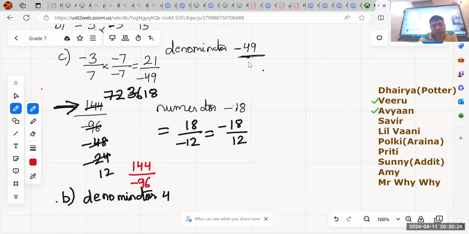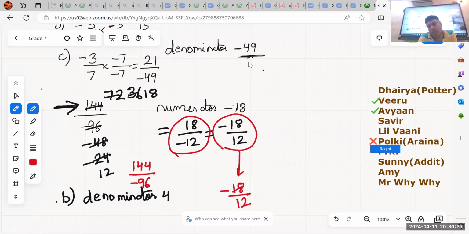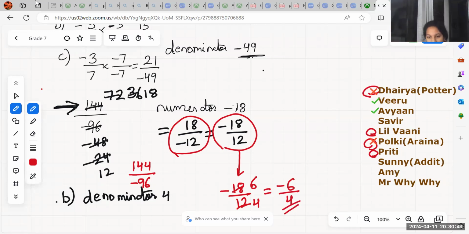So we got this, or I can say I got this. I will simplify it with 3. So 3 6s are 18, 3 4s are 12. So I'll get -6 upon 4. So Pritesh, Polki, Lilwani, Savera, Dheeraj. Understood? Sir, I forgot to add that. Yes. Yes or no, guys? Yes, sir.